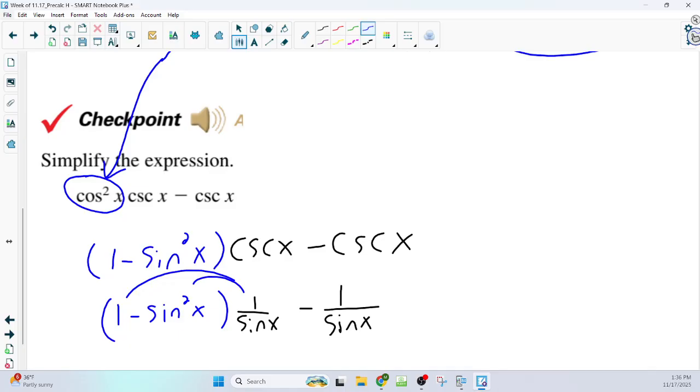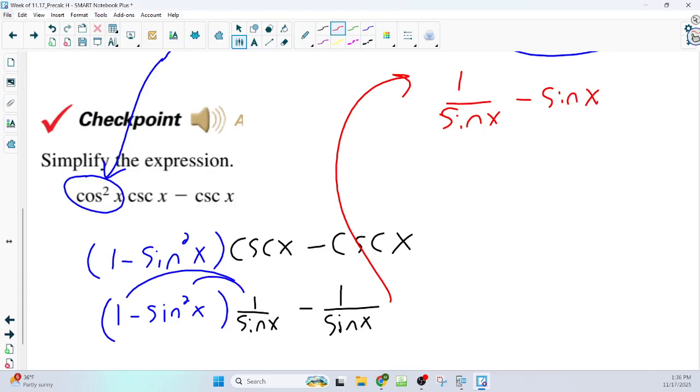Well, that means that we have the following. If we take this and we kind of go all the way up here, we now have 1 over sine of x, minus sine of x, because one of these canceled, 1 sine of x canceled, minus 1 over sine of x. And that will cancel that. And that's our final answer.